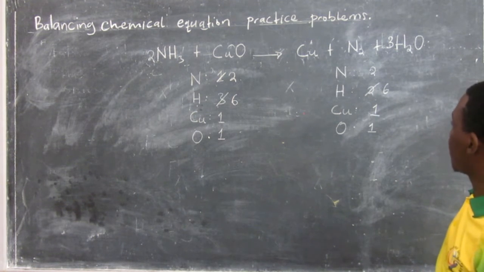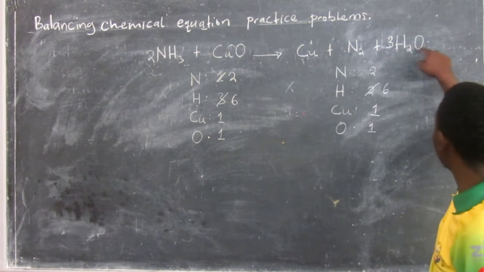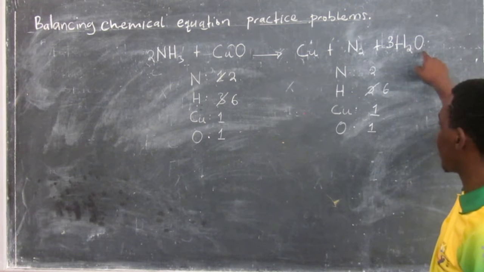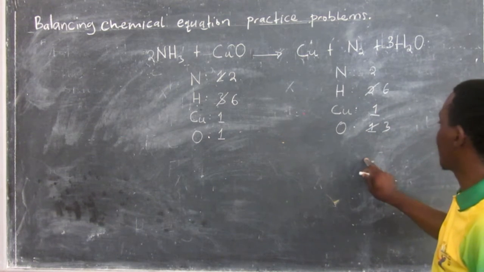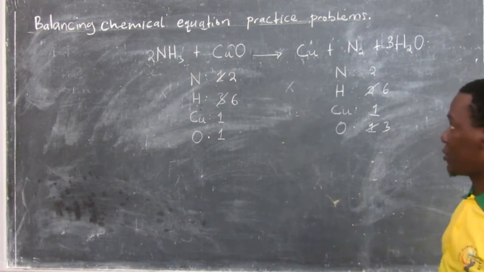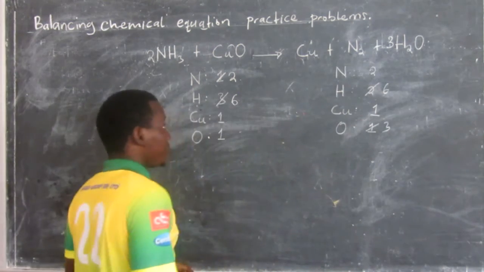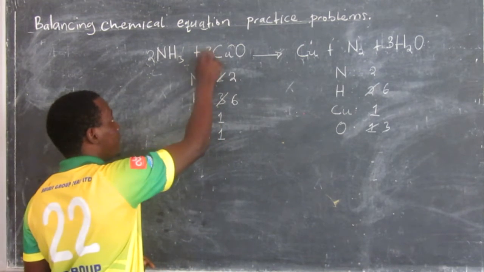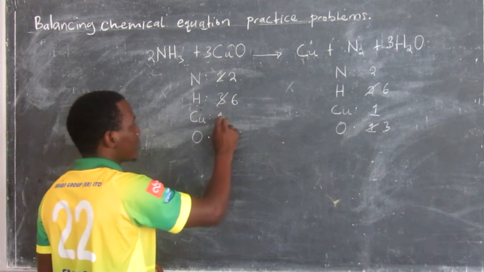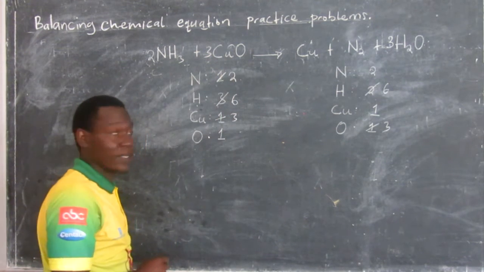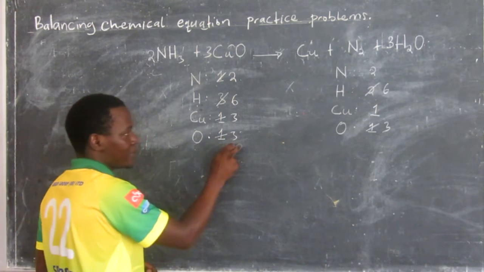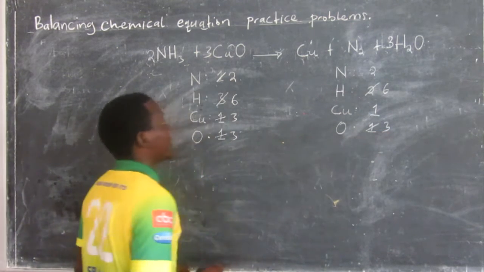Let me go further and multiply. 3 times 1 will give us 3 oxygens. Meaning that here it's going to become 3 oxygens, and here we have 1 oxygen. Let's make sure we balance the oxygen. If I put a 3 here, it means that 3 times copper equals 3, and 3 times oxygen equals 3. Meaning that oxygen is balancing.